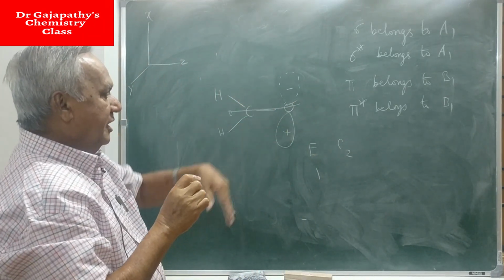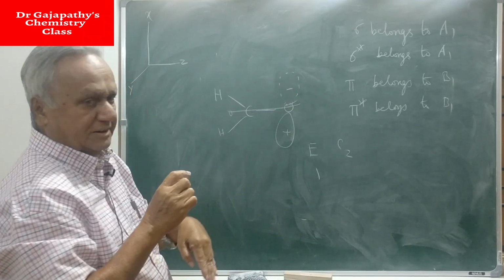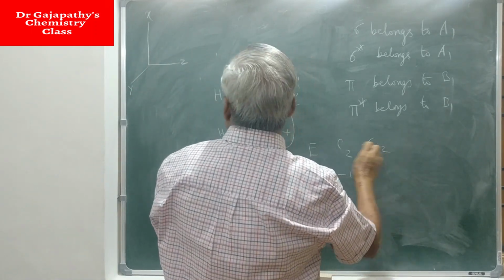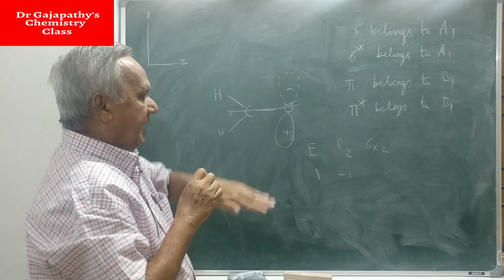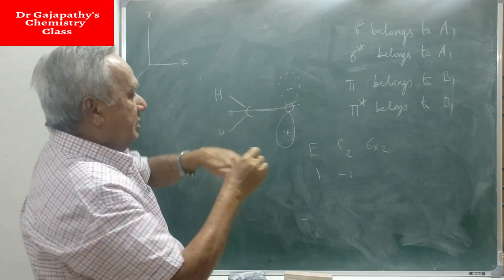If I give a 180 degree rotation, plus will go above, this will go behind and that will come in front. So it is minus 1. Sigma xz, I reflect in this plane. Again the plus will go behind, minus will come, so it will be minus 1.